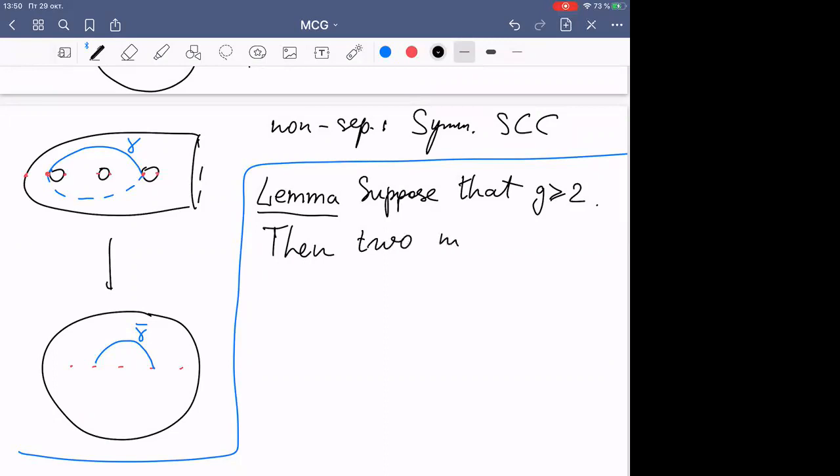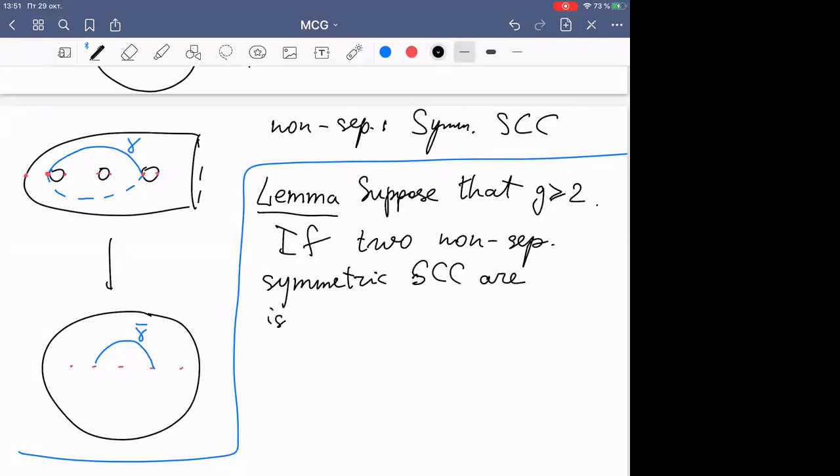Okay, let us formulate it as: if two non-separating symmetric simple closed curves are isotopic, just without any requirement on the isotopy, so isotopy knows nothing about the hyperelliptic involution, then these two curves are symmetrically isotopic.